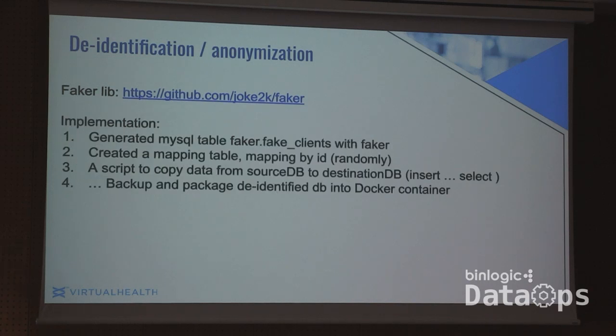So this is how we implemented it. I created a MySQL table, created a mapping table, mapping by ID randomly, and then created a script to copy the data from source DB to destination DB. That's a very simple script. Do insert, select. What we need to do is to know the exact fields and exact tables that we need to identify, and then we can do that. And then finally, we do a backup, package it, and then provision it to the Docker container for our development team.